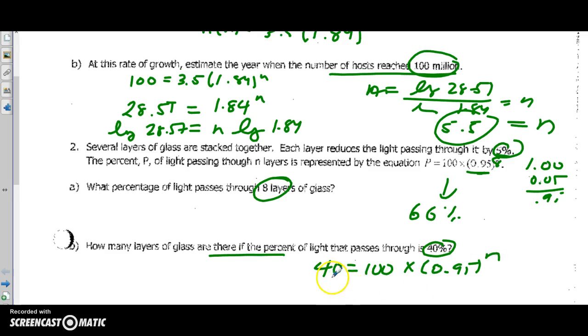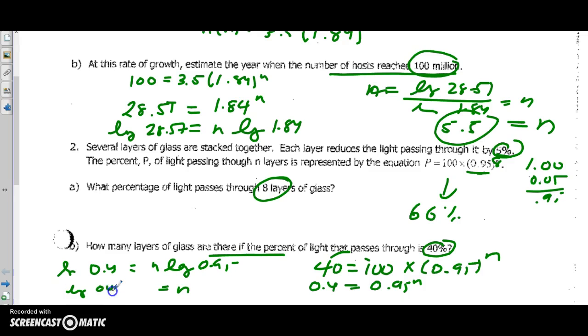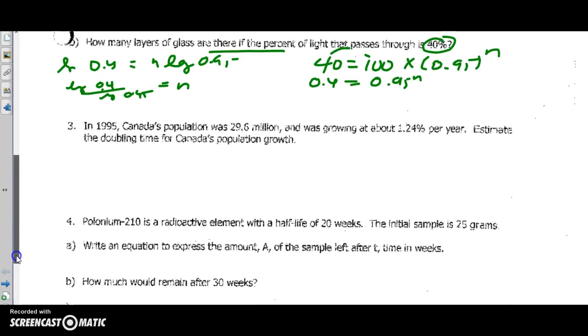Yep, and then what you do is divide each side by 100, so you're going to get 0.4. So bring this over, divide, is equal to this to the n, and then take the log of each side. So I'm out of room here, so I'll go 0.4. Log of 0.4 is equal to n times the log of 0.95, and n is equal to the log of 0.4 over the log of 0.95. Throw that in a calculator, and you get about 18. 18 is your answer.